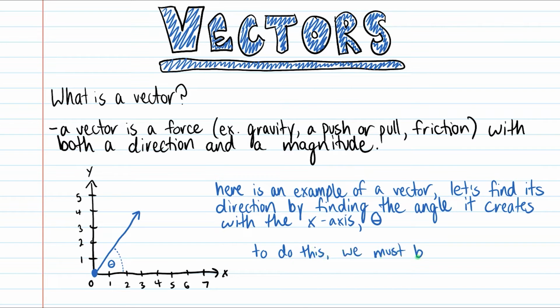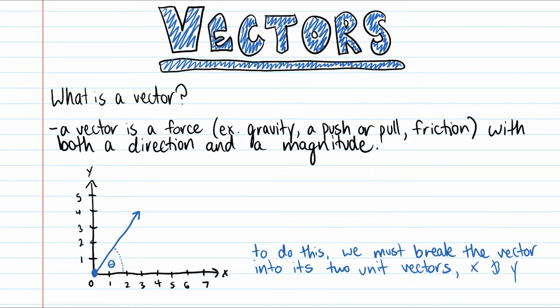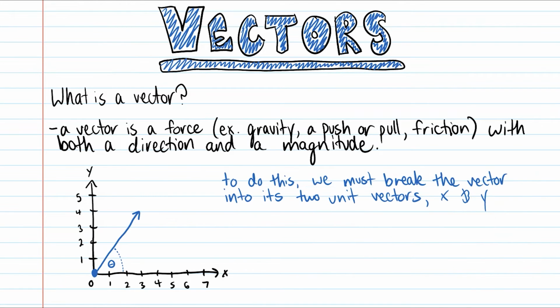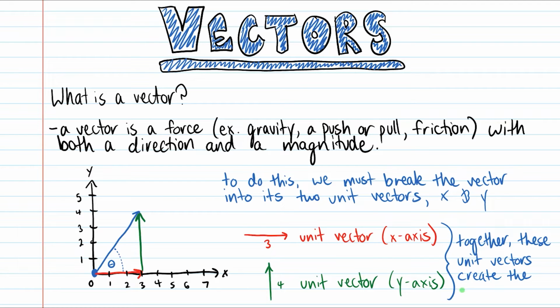To do this, we need to find the component vectors or the unit vectors. So in every vector on a graph, there's components to that vector. There's little subvectors that make up that vector. In this case, there's going to be an x subvector and a y subvector. So together, these unit vectors are going to create the actual vector that we see, the blue vector, the original one.